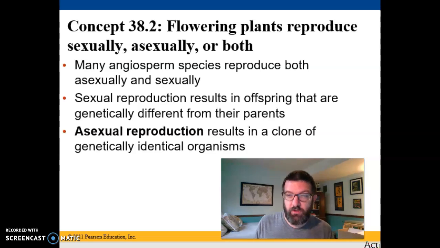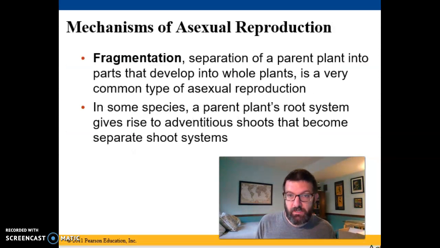We've focused largely on the sexual reproduction of plants because that's really what flowers are there for and what angiosperms are known for, but most plants, a lot of plants at least, can also reproduce asexually, which means they produce a genetically identical clone of themselves. Fragmentation is a mechanism of asexual reproduction by which a piece of a plant can then grow into a whole new plant with the same genetic makeup.